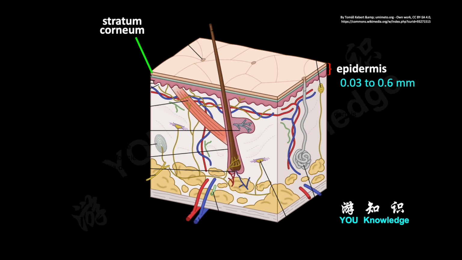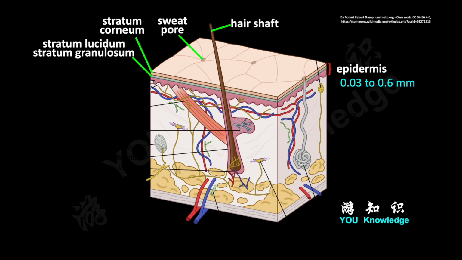The outermost layer is the stratum corneum, which contains multiple layers of flattened cells with no nuclei and cell organelles. Sweat pores and hair shafts are located on the top of the stratum corneum. The next 2 layers are the stratum lucidum and stratum granulosum. The stratum lucidum is a clear layer of dead skin cells. The stratum granulosum contains granular cells with keratohyalin granules to bind the keratin filaments together.